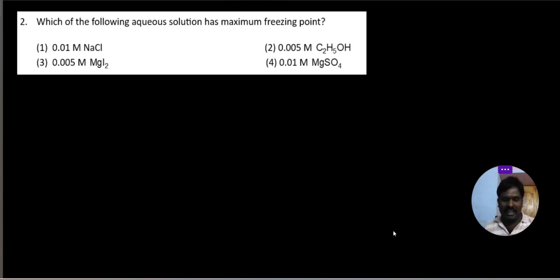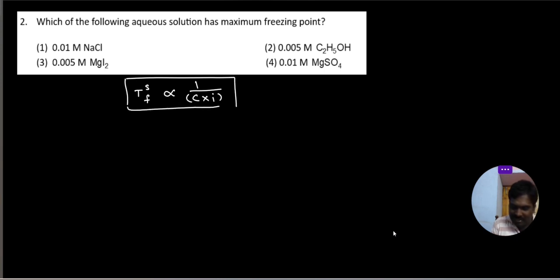Now moving to the next question. Which of the following aqueous solutions has the maximum freezing point? Here it is asking the freezing point of the solution, not the depression in freezing point. What is the relation? Inversely proportional. So very important, inversely proportional, because it is not the depression in freezing point, it is the freezing point of the solution. So it is inversely proportional to C into i. Now the first option, C into i.